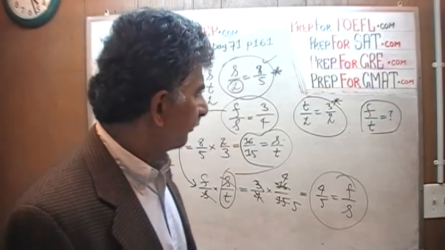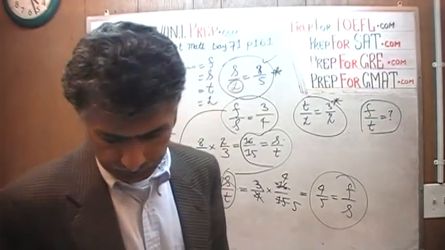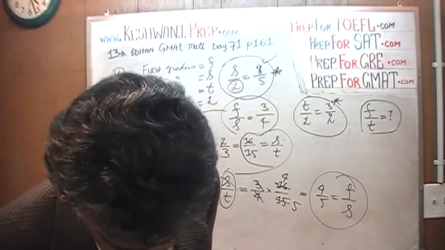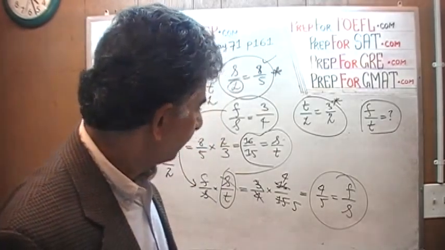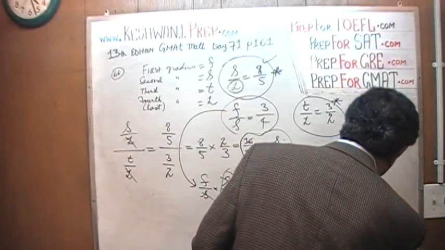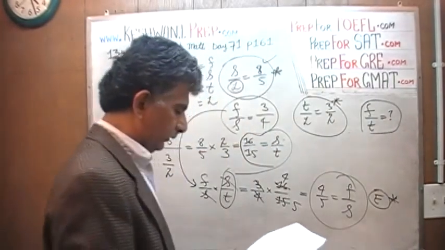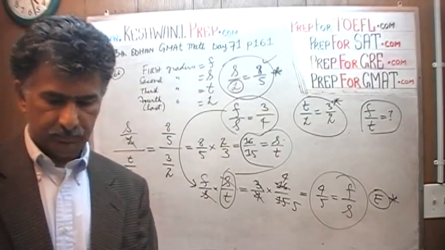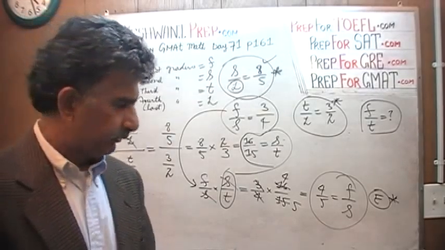In our case, we were interested in the first grader and the third grader. What number was this question? 66. 66, and we found the answer is 4 to 5. That's E. The answer is E. That's all. Want to do one more? Let's do one more. Let's do the next one.